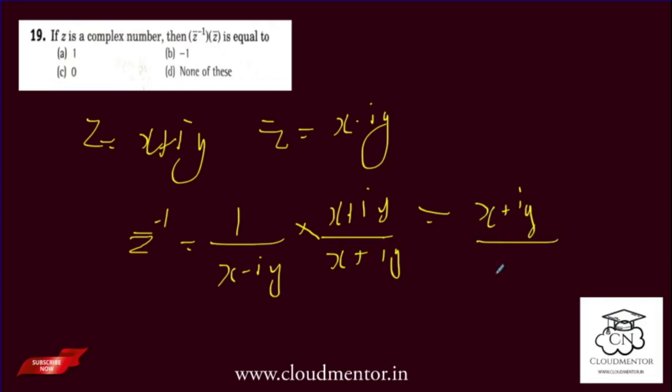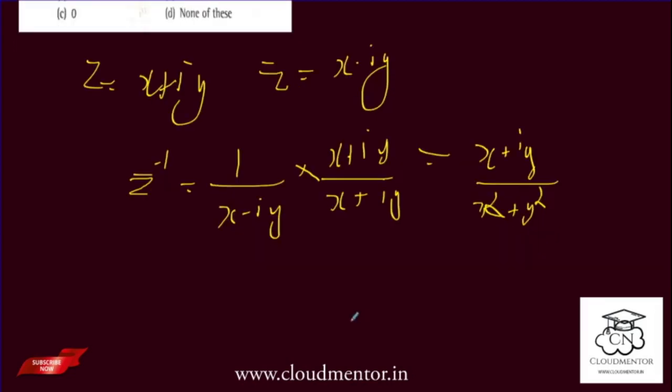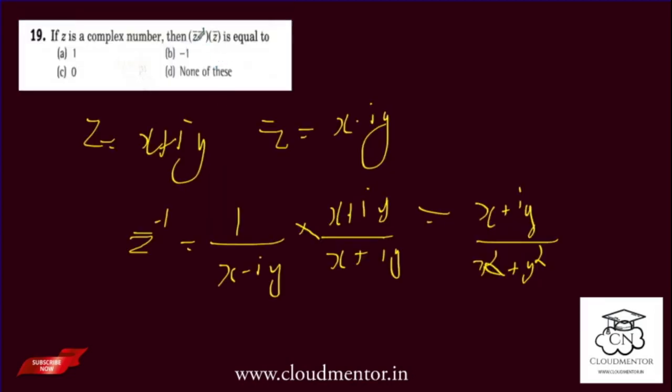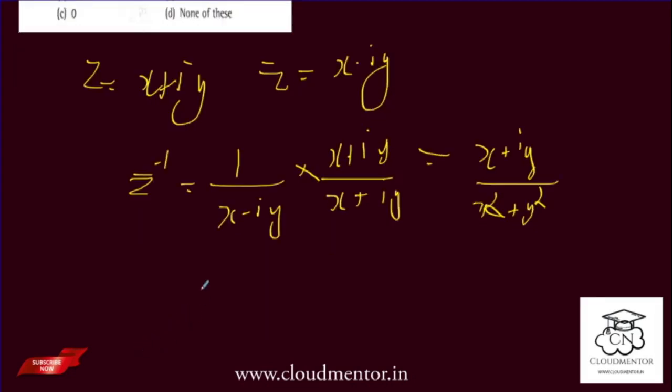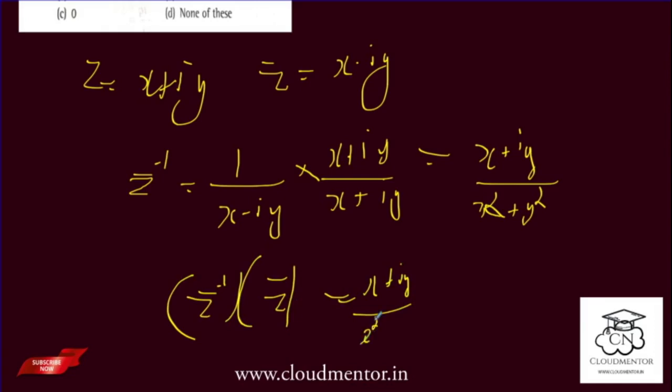divided by x square plus y square, right? X square plus y square, because i square is minus 1, so adding that we get this one. And now we have to find the inverse of z bar, right? So that is x plus iy divided by x square plus y square.